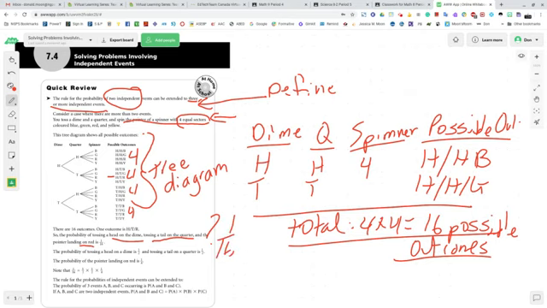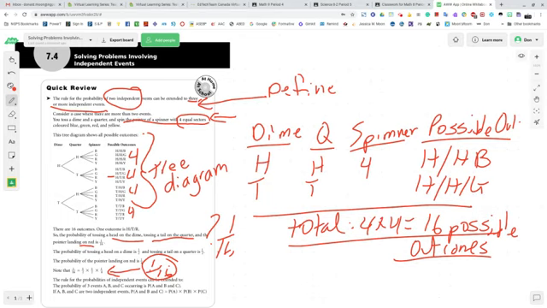So the probability of tossing a head on the dime is a half. The probability of tossing a tail on the quarter is a half. And the probability of landing on red is a quarter. And then we could also multiply all those together. So we have a half times a half times a quarter, which is, of course, 1/16.